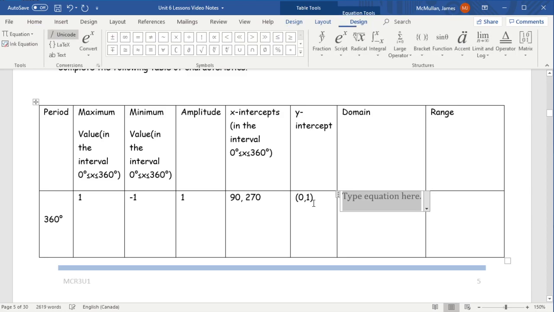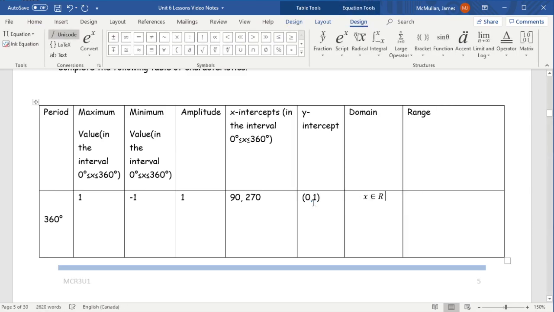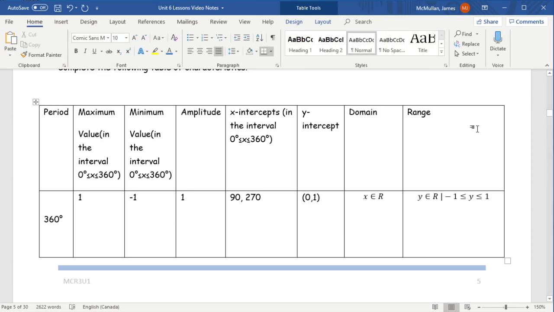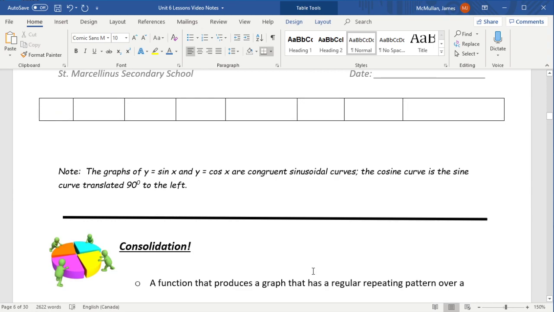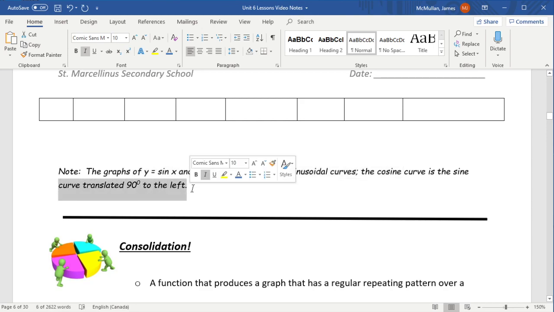It has a domain of x is in the real numbers, and it has a range, the exact same range as sine. Y is in the real numbers such that -1 is less than or equal to y, which is less than or equal to 1. And that's the same for sine and cos. So they are congruent curves. The cosine curve is the sine curve translated 90 degrees to the left.